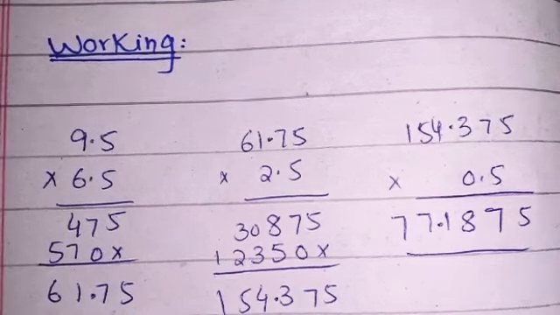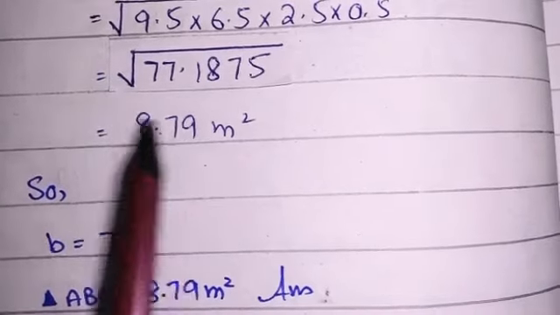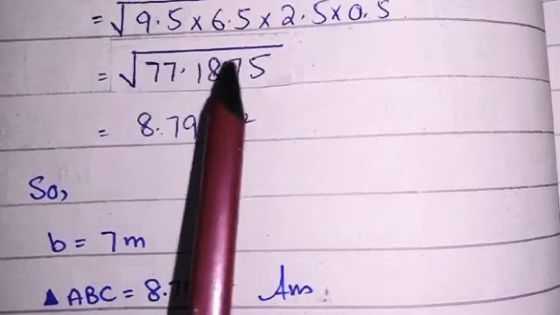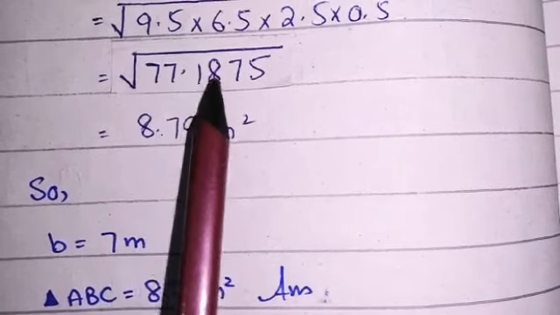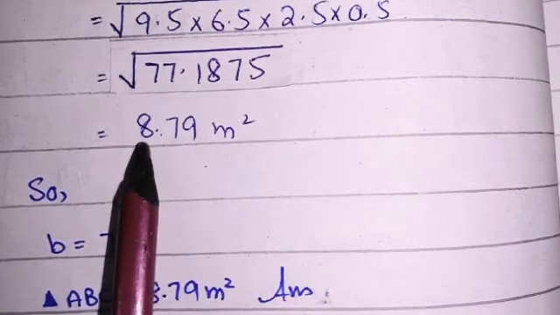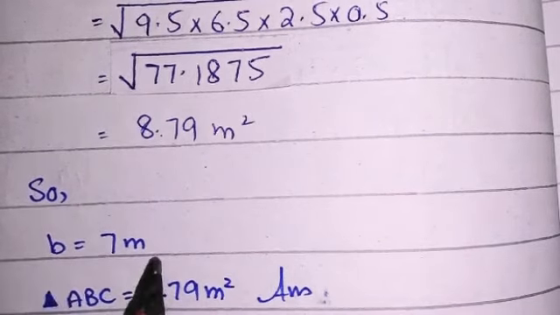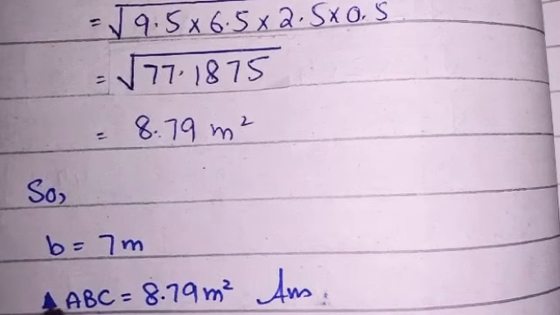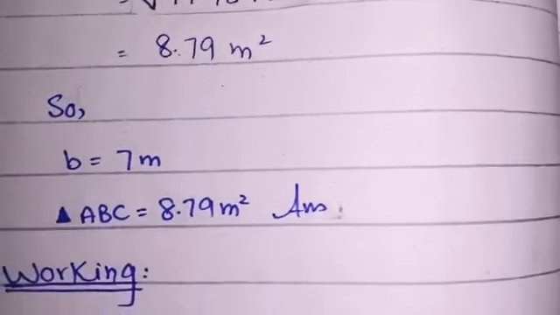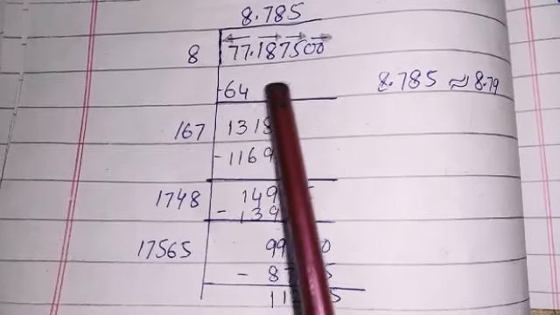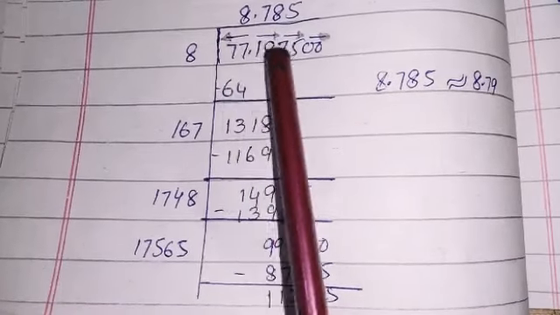77.1875. Now students, we will write our product within the square root. Square root 77.1875, we got our answer 8.79 meter square. So b is equal to 7 meter and the area of triangle ABC is equal to 8.79 meter square. Students, here is our next working of the square root.